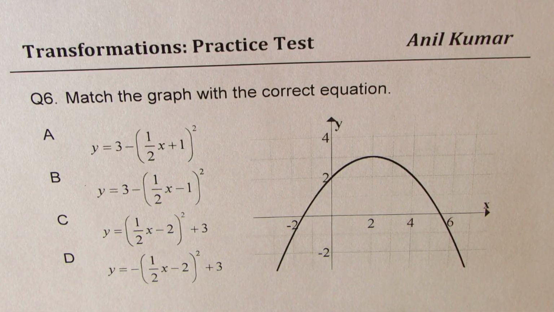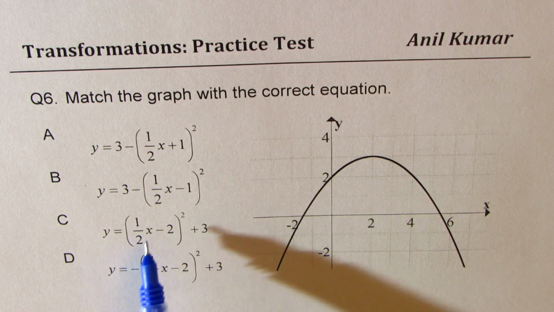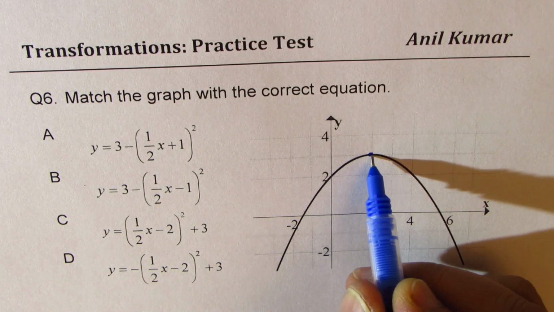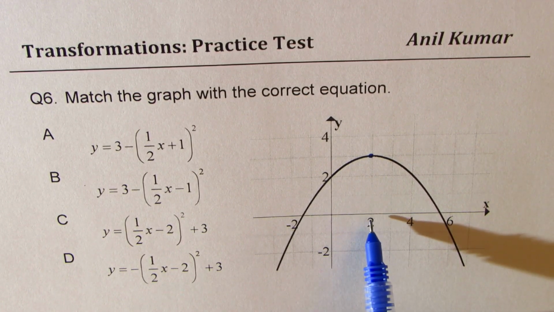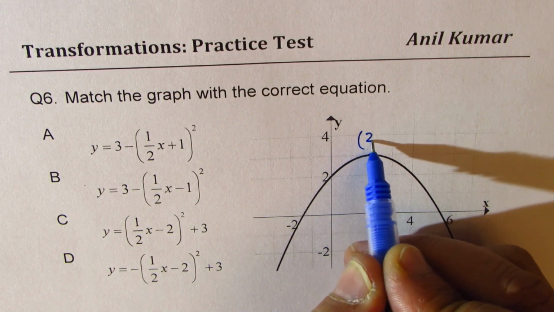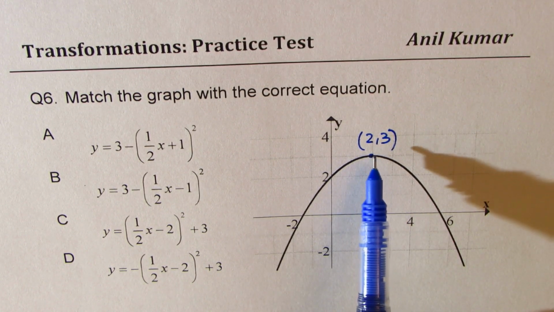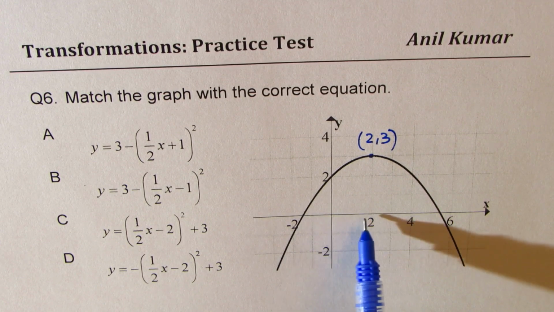Now question number 6 is combination of translations and reflections. Even horizontal stretch has been referred to in the equation. So check for horizontal stretch. I would like you to pause the video at this stage and then look into the solution. Well, the vertex here is at 2, 3. That clearly indicates that translation is towards the vertex 2, 3. 2 units right, 3 up.